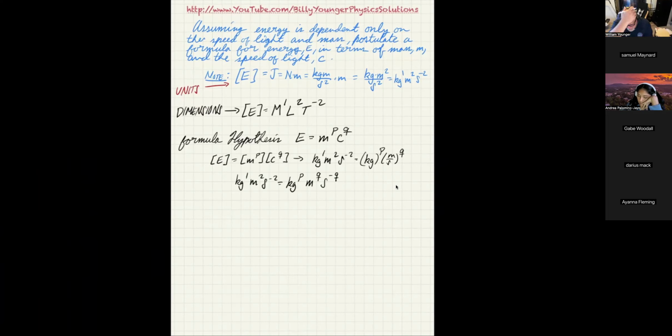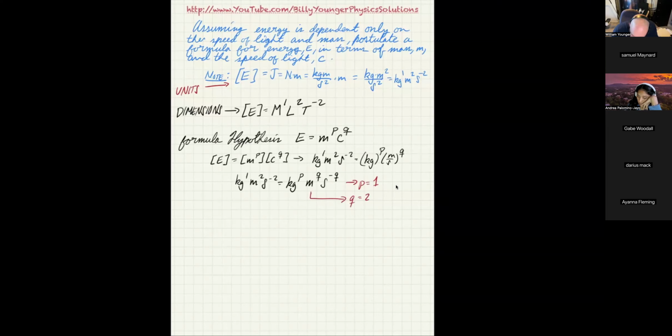So we can immediately see that p only occurs on the kilograms. So this immediately tells us that p is equal to 1. All of them have to be true though. So we're saying p equals 1, but we might find it's impossible. We might not find any q that gives the right answers. Now, what we do have is meters raised to the 2 power, and on the right-hand side, it's raised to the q power. So that would also suggest q is equal to 2.